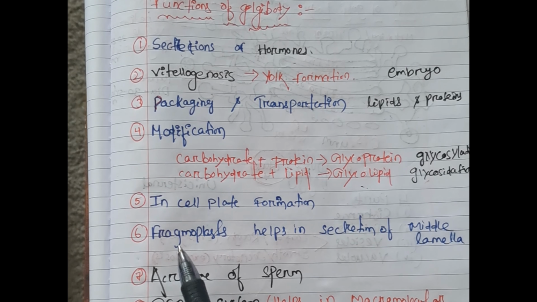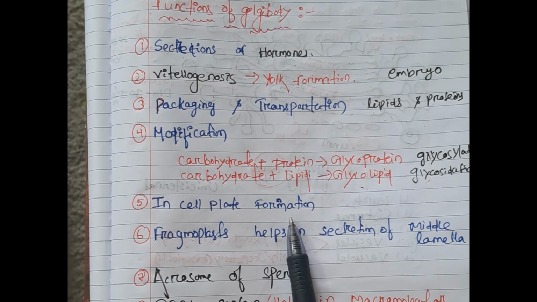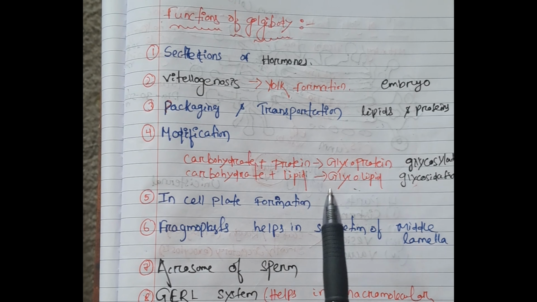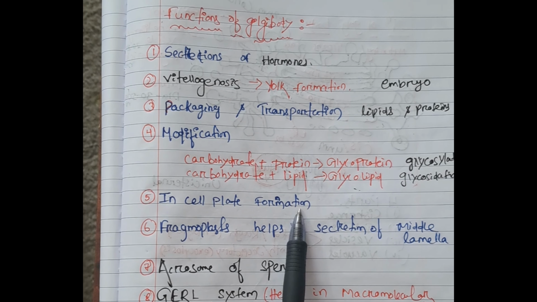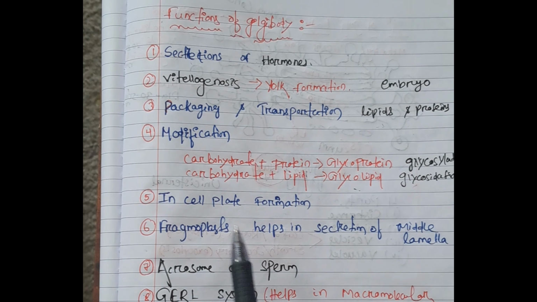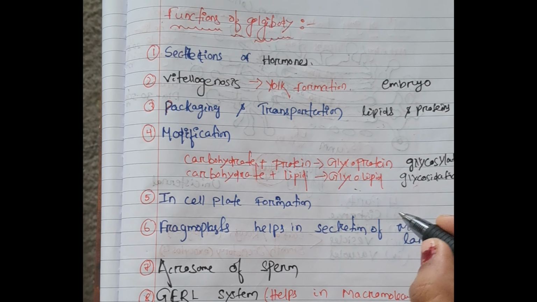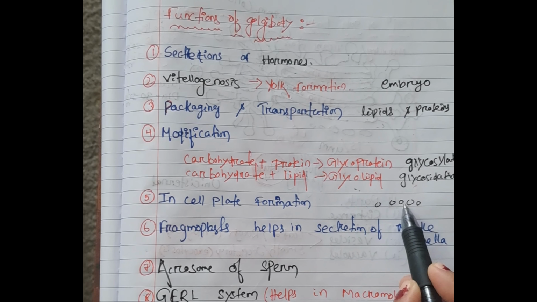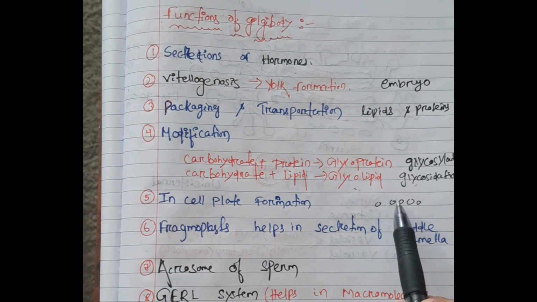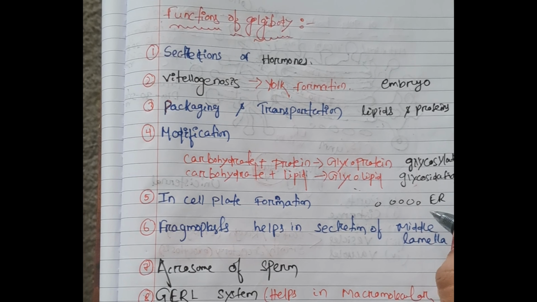And next is the Golgi body also helps in the cell plate formation. In my previous endoplasmic reticulum video, I also told that endoplasmic reticulum also helps in the cell plate formation, and also the Golgi body helps in the cell plate formation. During the cell plate formation, there are small pieces which get arranged in the equatorial plane, and these pieces are known as phragmoplast. Those phragmoplasts are actually small pieces of endoplasmic reticulum and Golgi.